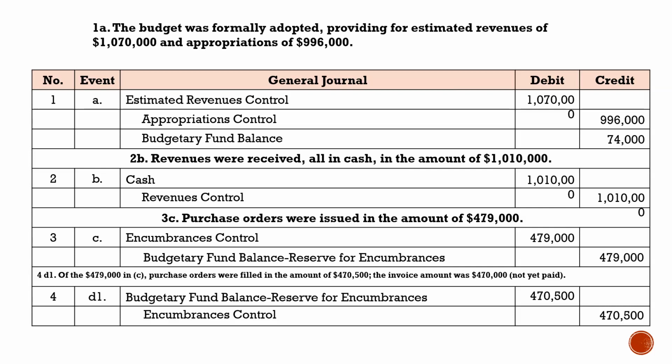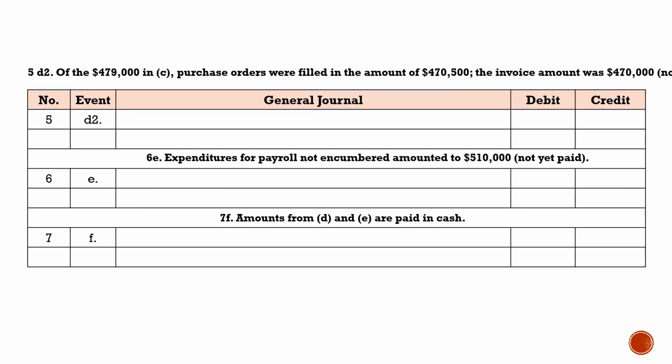Now, it does tell us some additional information here, 2 things that you need to be aware of. The actual invoice amount was $470,000, and we have not paid it yet. So that tells us two key pieces of information. One, we have an actual amount of $470,000, an actual expenditure of $470,000, and we didn't use cash. We have used a payable account. So we're just going to fill in that portion of it.